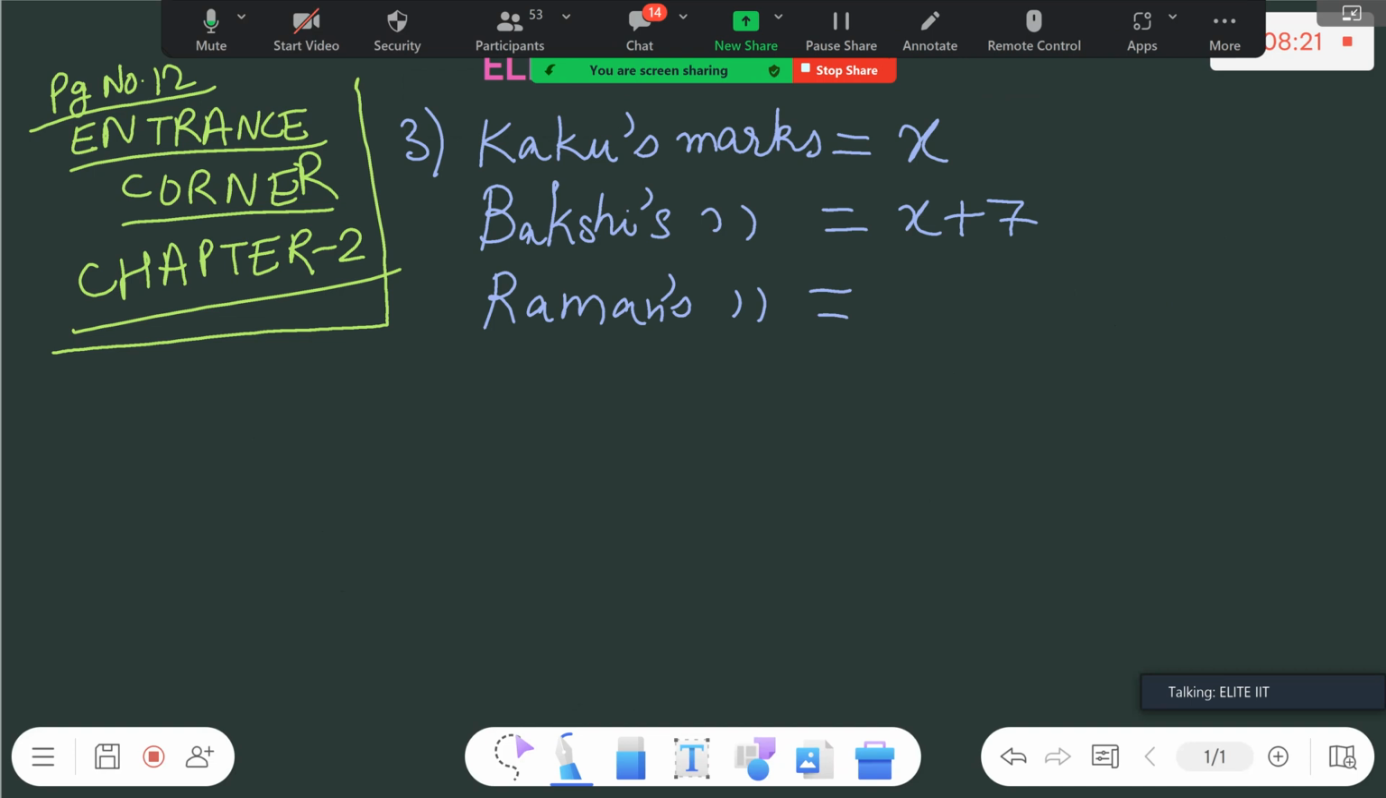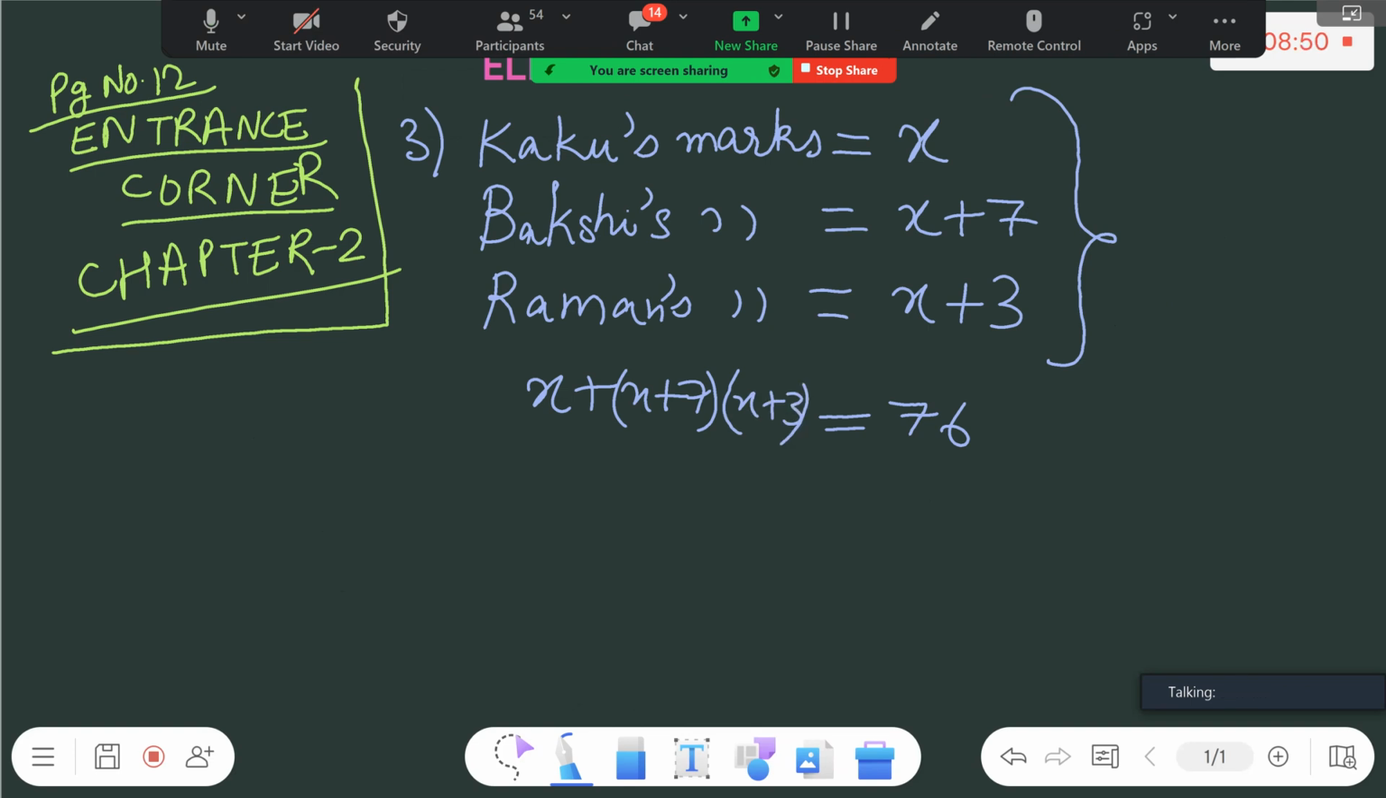Raman's marks should be how much? Raman got 3 marks more than Kaku, so X plus 3. Clear? Simple. This is given. Also it is given that the total marks obtained by all is 376. What does it mean? It means the sum of all is 376, isn't it? Yes or no? Yes, sir. Okay.